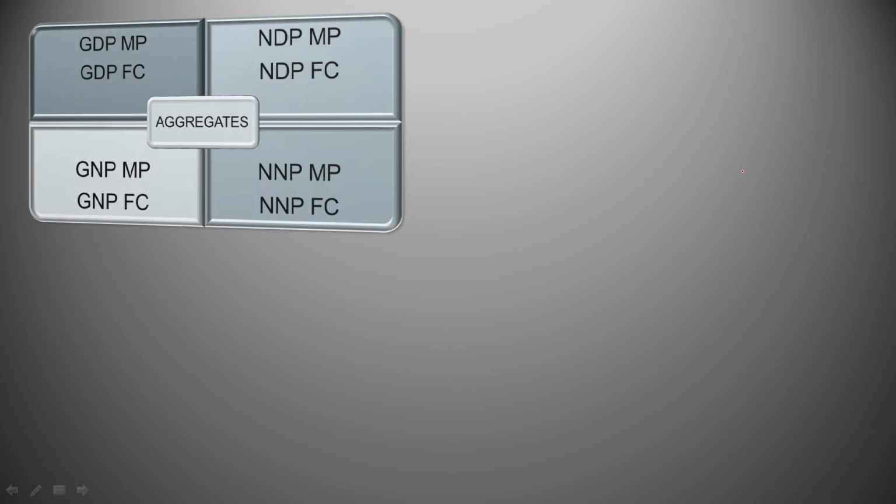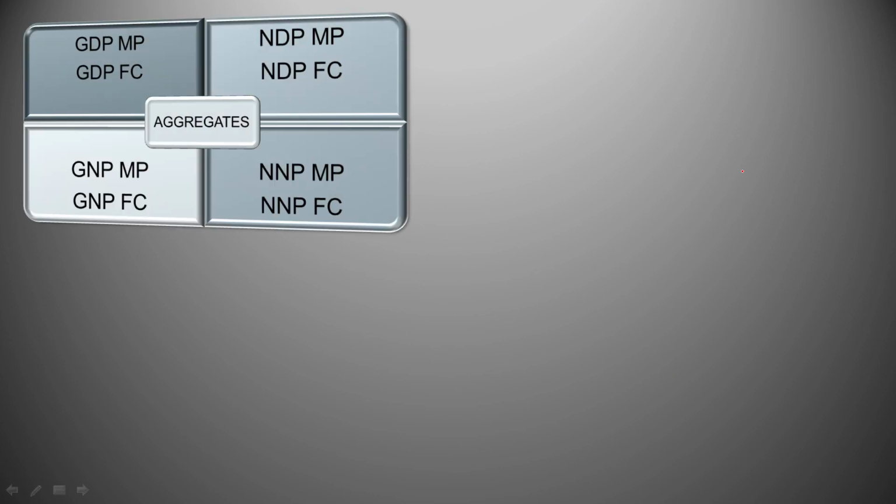Now let us look at the aggregates, the aggregates related to national income. There are 8 aggregates, and these 8 aggregates are made out of 8 things only, that's gross and net.